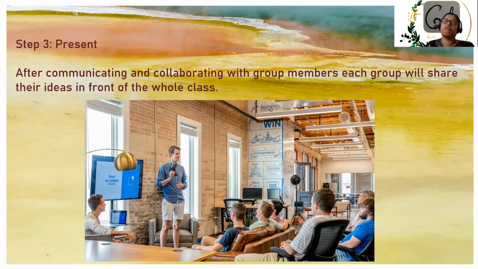So suppose if there are 40 students in a class, we can divide them into five groups. So that way they can do it. You can ask them to switch on 5 cameras at a time, and they can do it in sync, because they are already practicing it before they come to the class, in WhatsApp or in Zoom. So presentation: after communicating and collaborating with group members, each group will share their ideas in front of the whole class. So this is step 3.